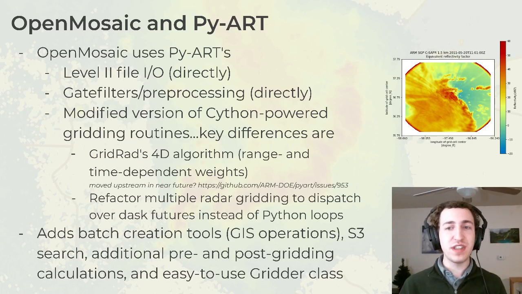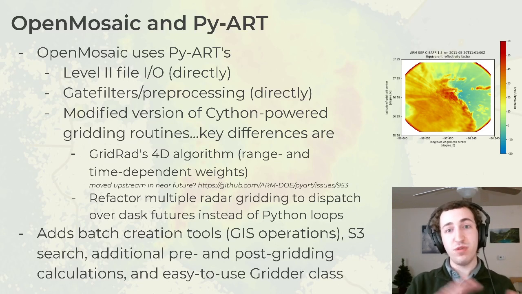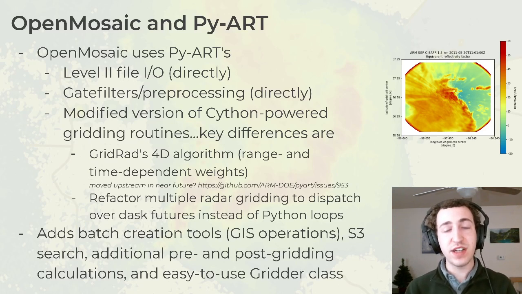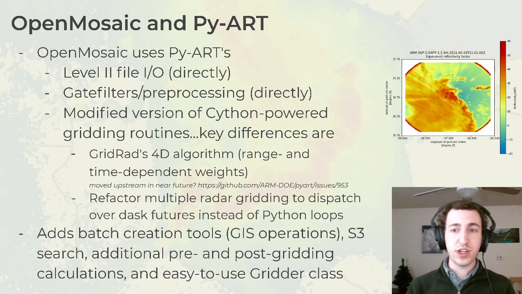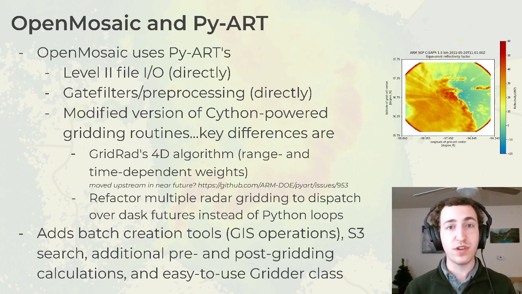So the key differences from what PyArt has in its Cython-powered routines to what OpenMosaic has in its Cython routines is, one, it implements GridRad's 4D algorithm so that it allows it to include both range and time-dependent weights, compared to the different weighting schemes that are built into PyArt. There's discussion about possibly including something like this upstream in PyArt, so stay tuned if you're just a PyArt user and are interested in that kind of range and time-dependent weighting scheme.